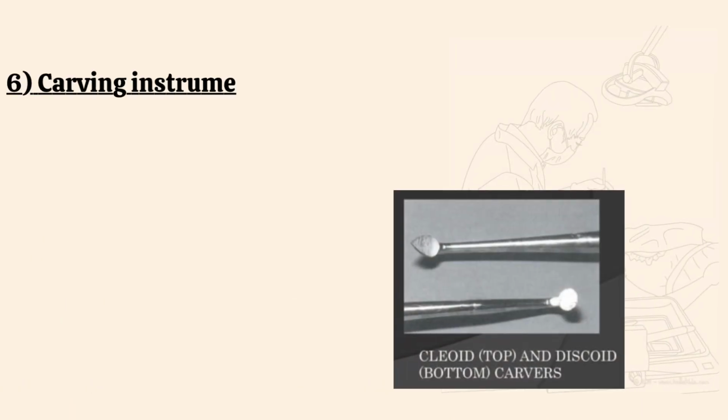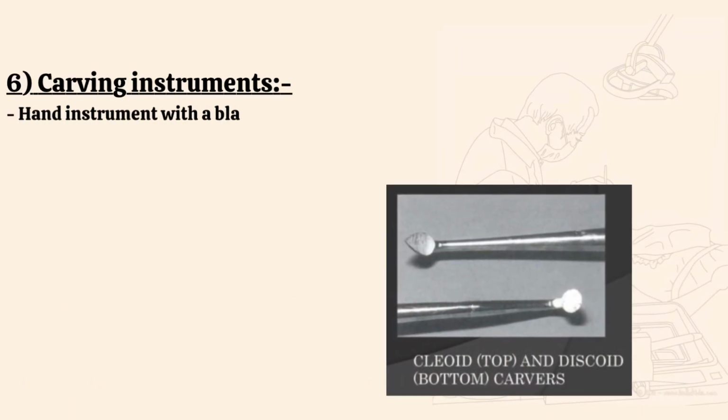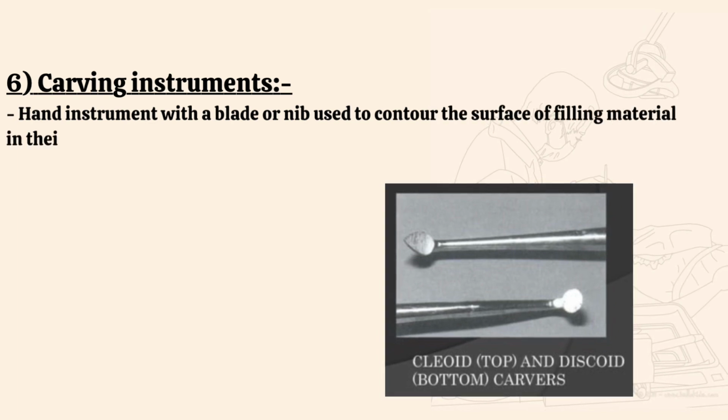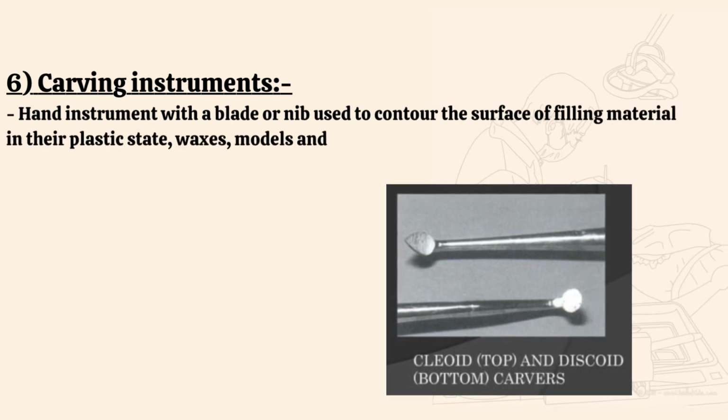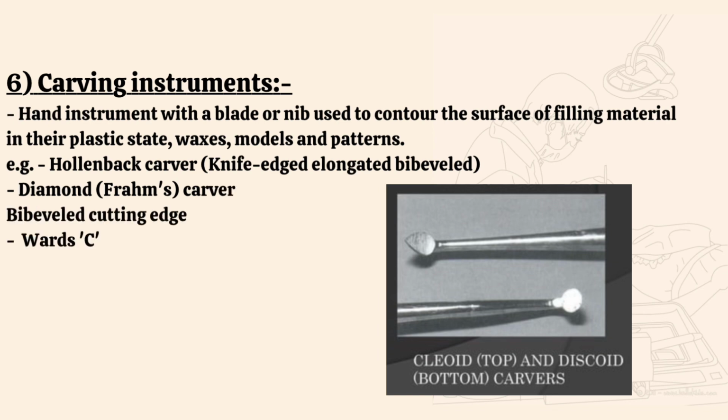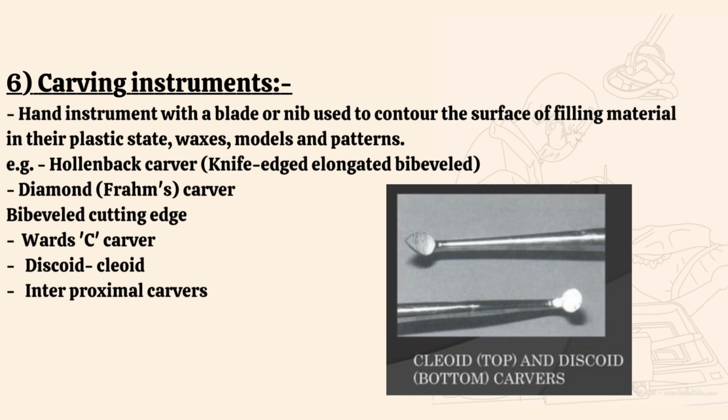6. Carving instruments. A hand instrument with a blade or nib used to contour the surface of filling material in its plastic state, waxes, models, and patterns. For example, Hollenbach carver, knife-edged elongated bibeveled, diamond, Frahm's carver, bibeveled cutting edge, cleoid-discoid carver, interproximal carvers.